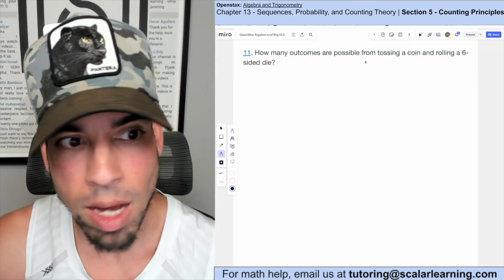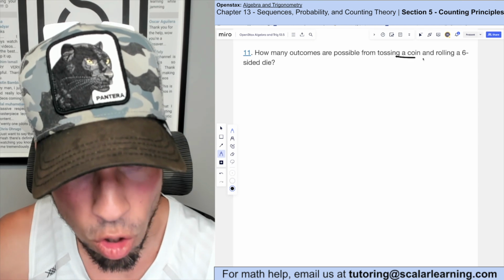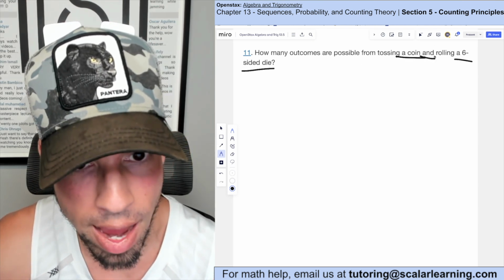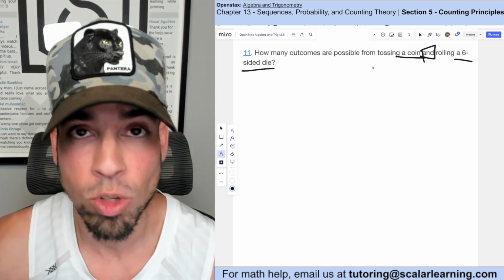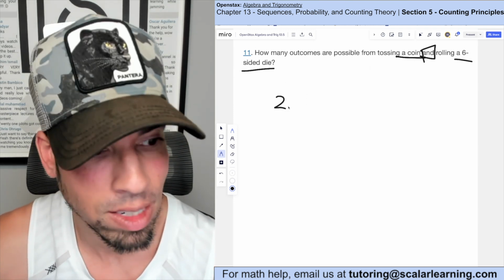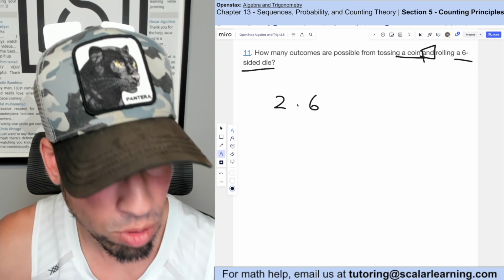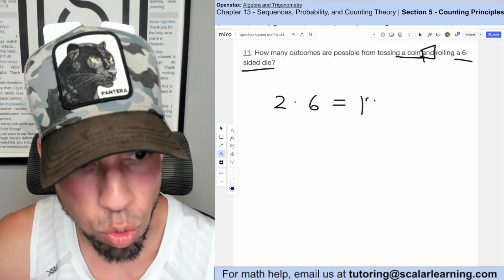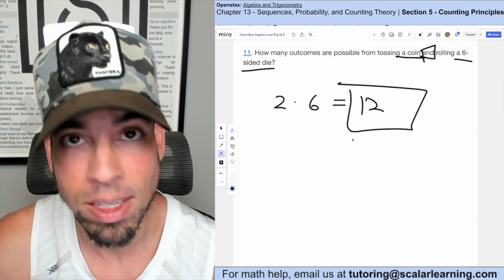Done. How many outcomes are possible from tossing a coin and rolling a 6-sided die? Notice the word and here. How many outcomes are there from tossing a coin? There are 2 outcomes. And how about a 6-sided die? Of course, 6, and the operation now is multiplication, which means there are 12 possible outcomes. That's how you do it.